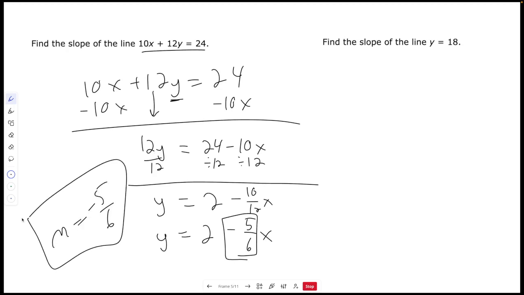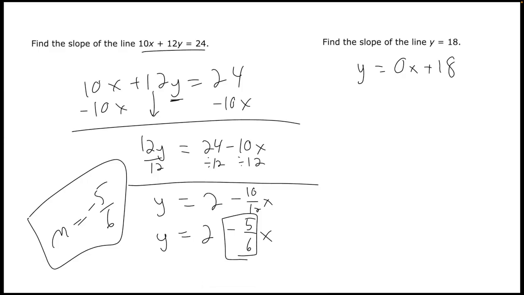Final answer. For the second problem, find the slope of the line y equals 18. We need to understand that this is in y equals form, and it's sort of disguised, meaning this is what it actually says. They don't put 0x because 0x is just 0, it's nothing.